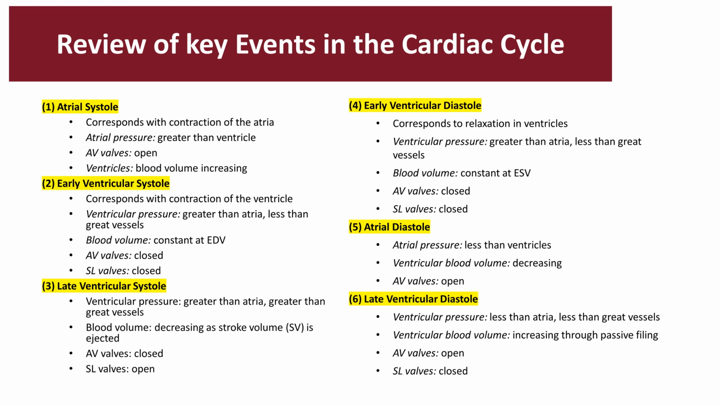Isovolumetric relaxation is the early ventricular diastole, and it begins when the ventricles begin to relax. There's no change in blood volume, and during this time, the pressure in the ventricles becomes less than the pressure in the greater arterial vessels, and therefore the semilunar valves and the atrioventricular valves close.